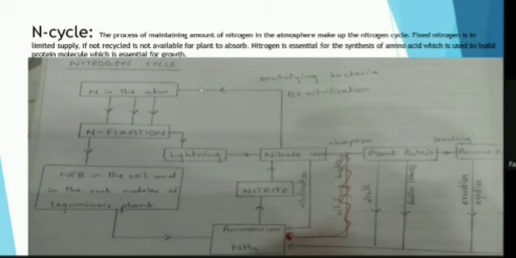Clear? So what is the importance of the nitrogen cycle? This process is essential in maintaining the amount of nitrogen in the atmosphere. Now, why do we need to maintain the amount of nitrogen in the atmosphere? Because fixed nitrogen is in very limited supply. If it is not recycled, then it is not available for the plant to absorb. And why is it essential for the plant? Because it is essential for the synthesis of amino acids, which are used to build protein molecules, which are essential for growth, for cell division, and for the synthesis of many important structures in plants and animals. Clear? Okay, that's it.